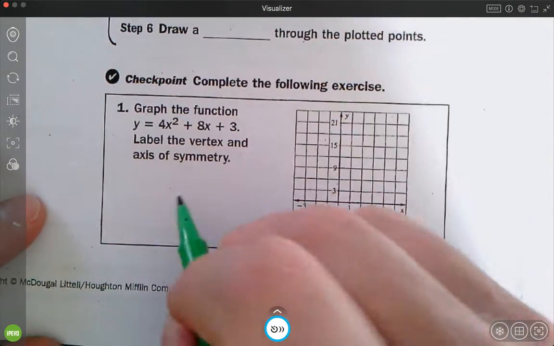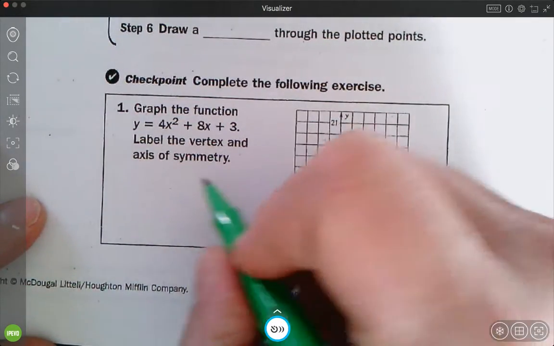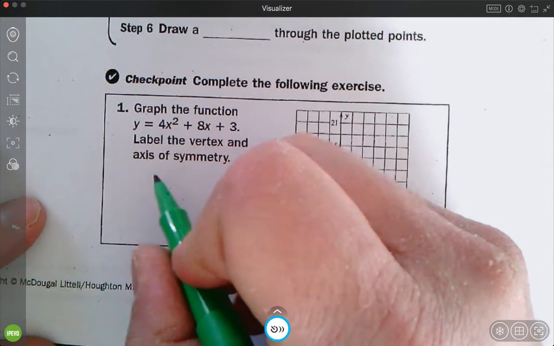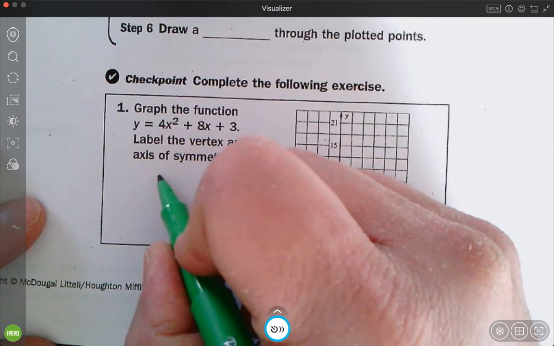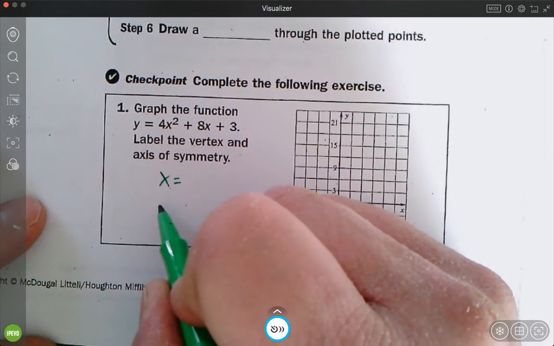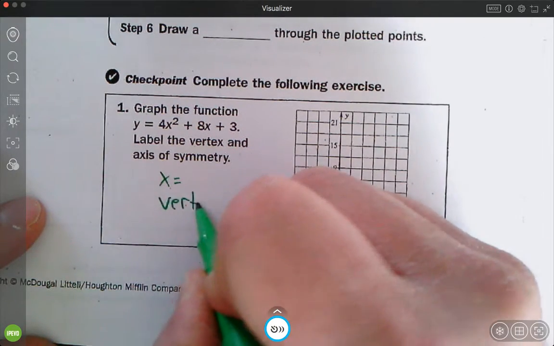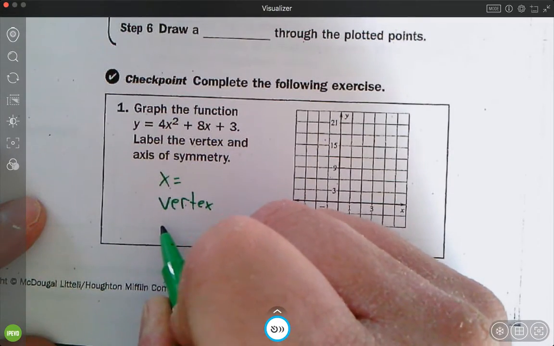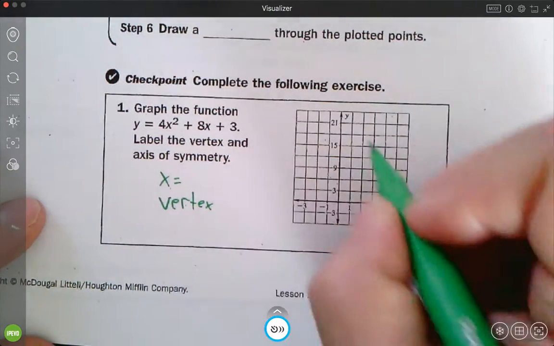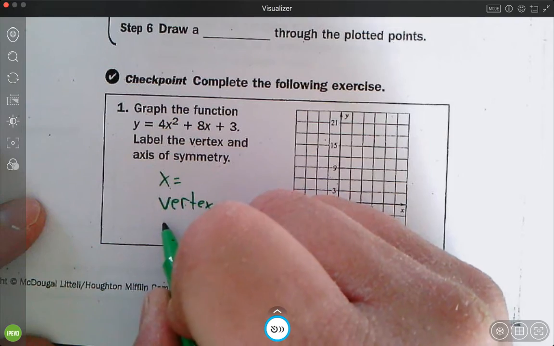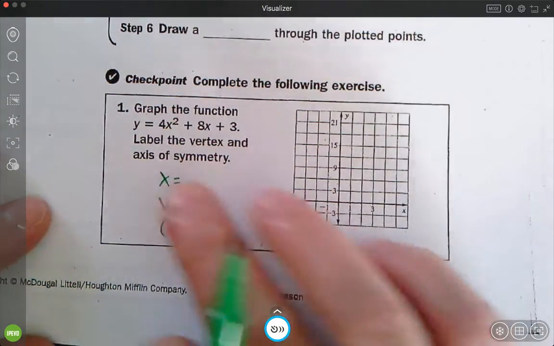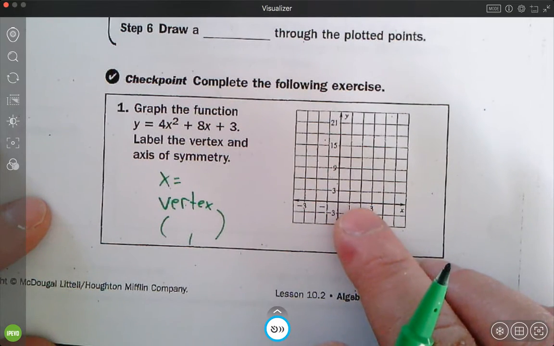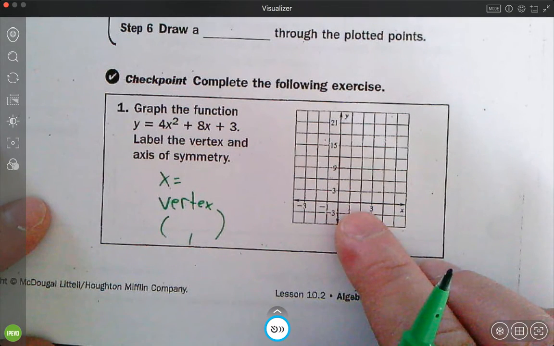On the Google Forms for today, you'll see for checkpoint number 1, I'm going to ask for the line of symmetry, x equals, and then I'm going to want the vertex, and then I'm going to want you to insert at least one coordinate that you find on your parabola. So maybe the coordinate you'll just type it in like that. So good luck with that checkpoint graphing this quadratic.